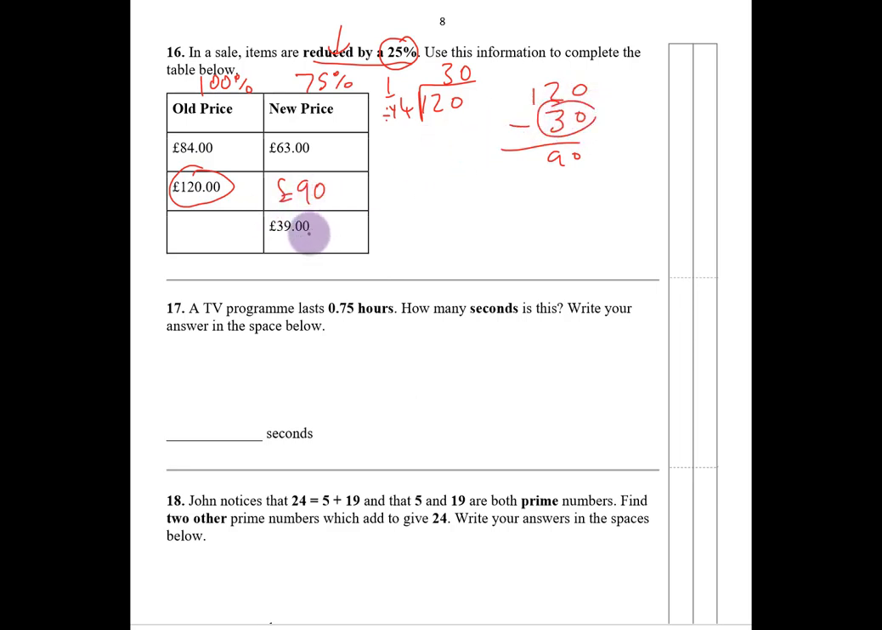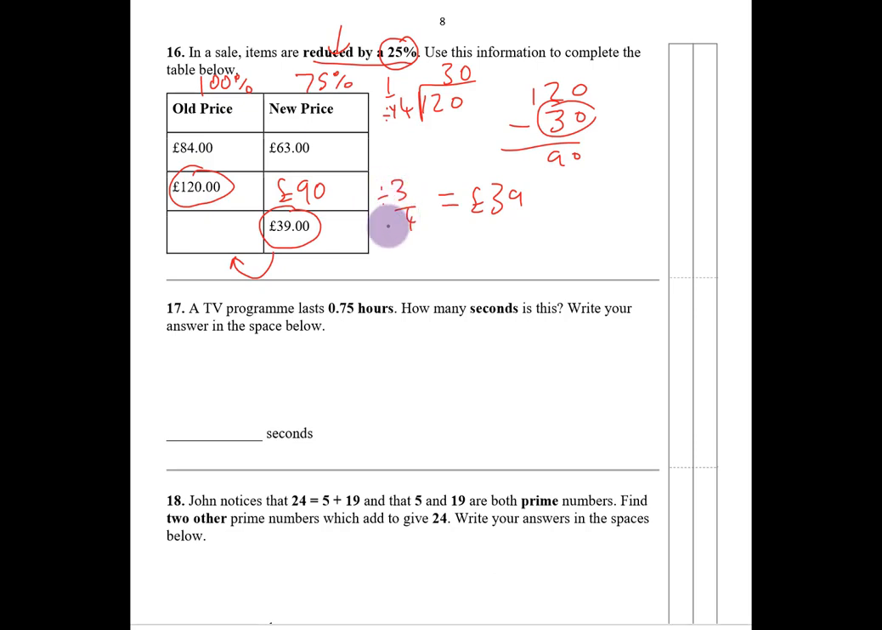Now, this is where it gets a little bit trickier. What you've got to remember is you need to go back and we need to find the original price. So 75% is the same as 3 quarters. So this £39 is actually equal to 3 quarters of the original price. So 3 quarters equals £39. Now, if you remember from the previous question, we do the opposite if we want to get the original price. So we're not dividing by the bottom and timesing by the top.